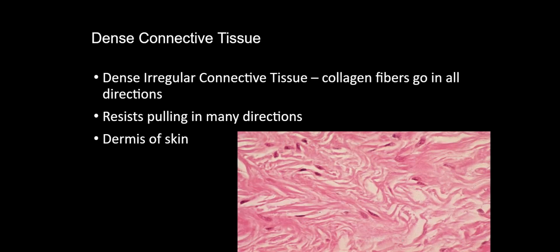Now, dense irregular connective tissue is stable in all directions. Okay, so there's another layer of your skin that's dense irregular connective tissue, and you can pull that in any direction and it's really hard to tear.